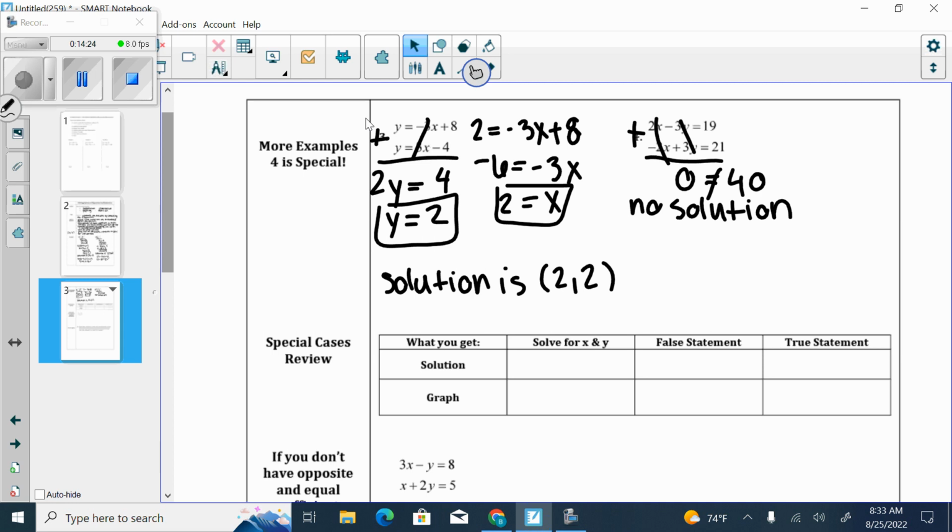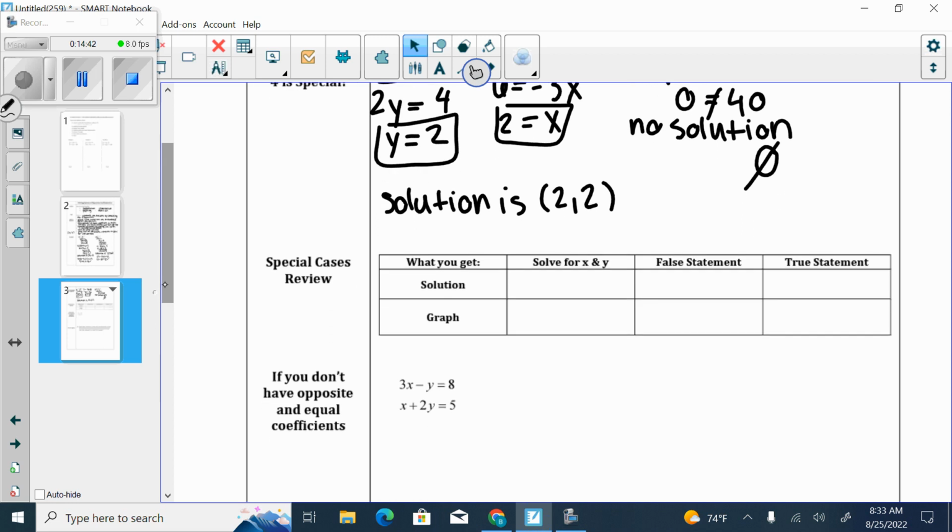Okay. So this is what's going to happen if you're left with a false statement like this, right? You also can use this symbol here. It represents no solution or the empty set. Okay, so speaking of the different cases we can have, I already saw some of you graphing these, which is a great way to check your work.